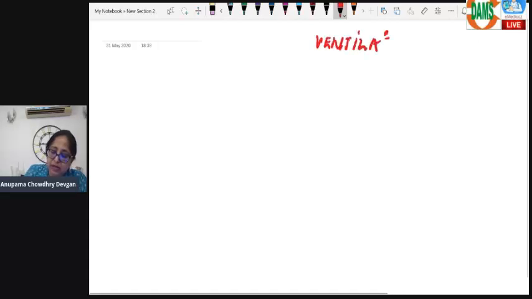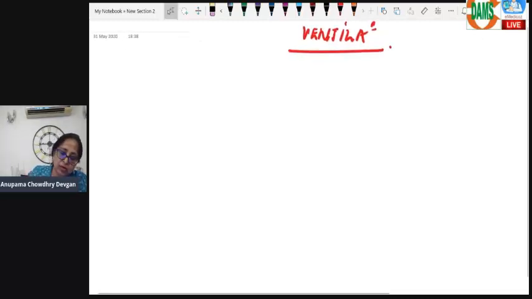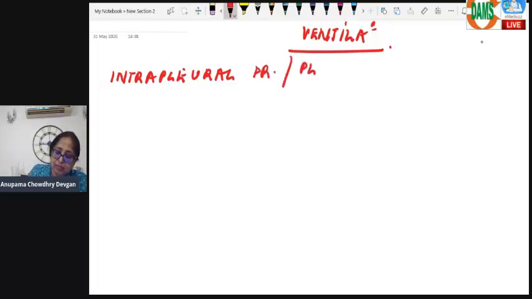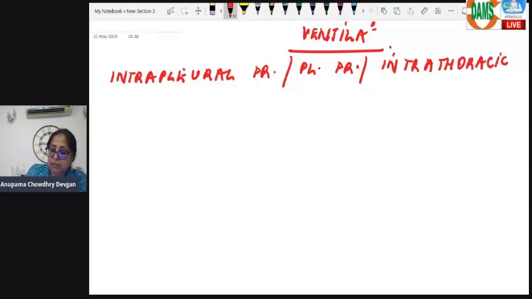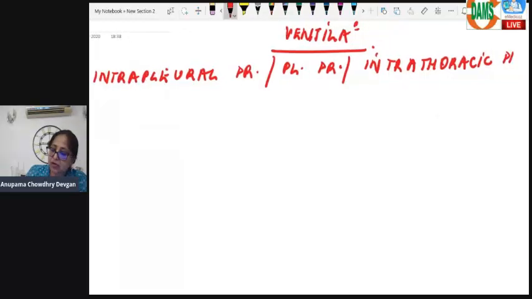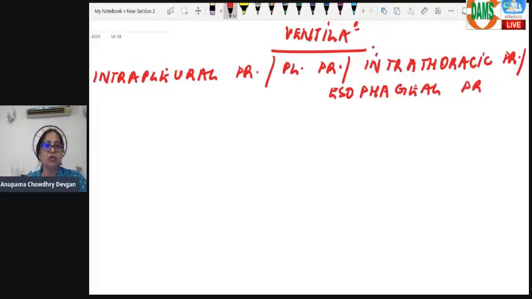The first important pressure for ventilation is known as the intrapleural pressure, also known as the pleural pressure, or the intrathoracic pressure, or the esophageal pressure. These are the same thing, just synonyms of the same pressure.